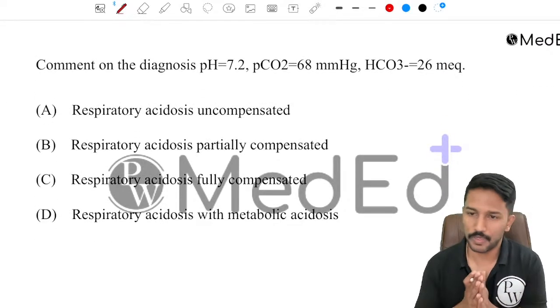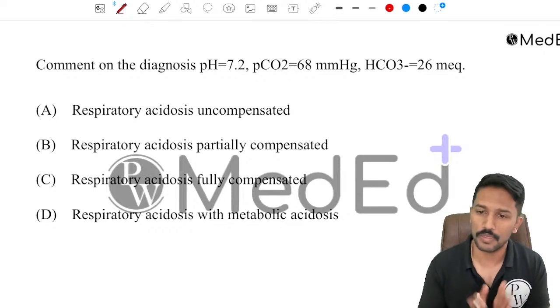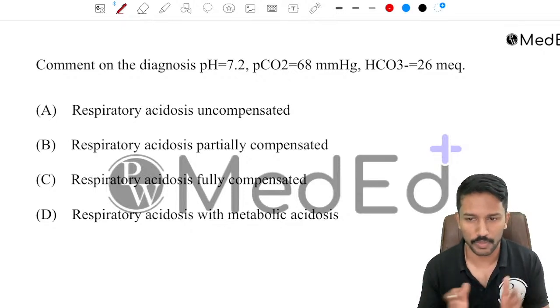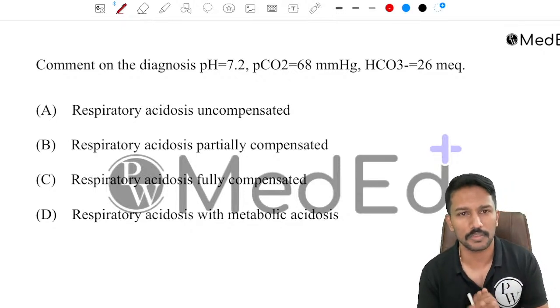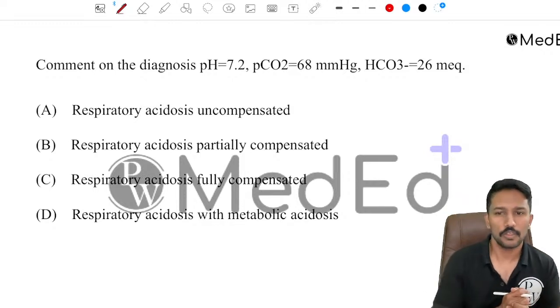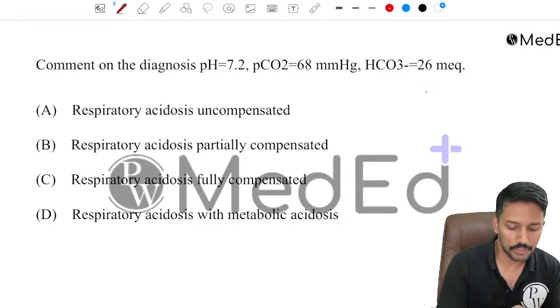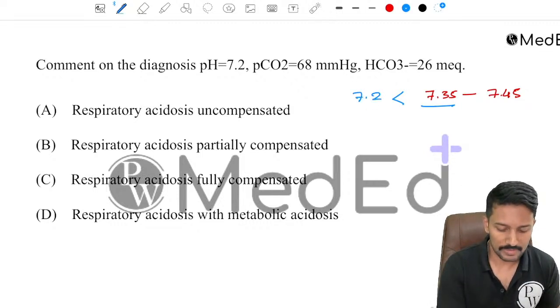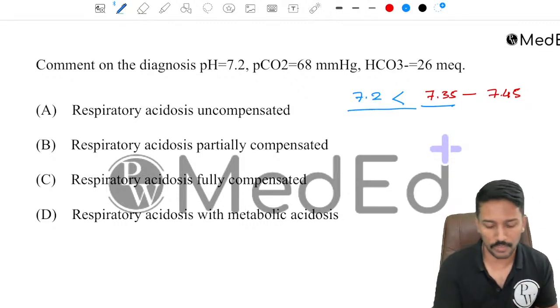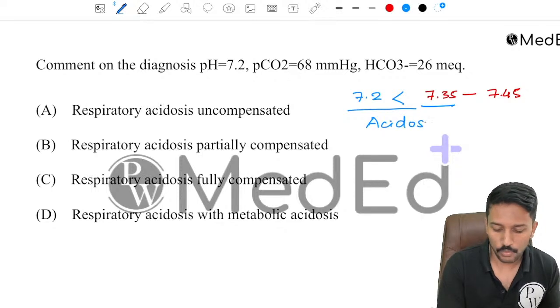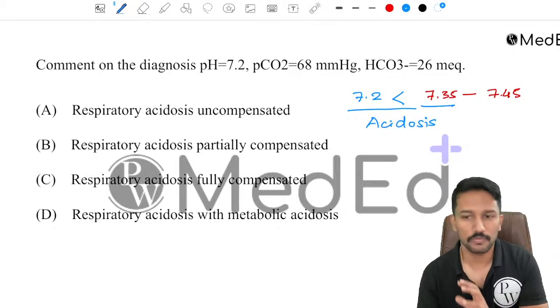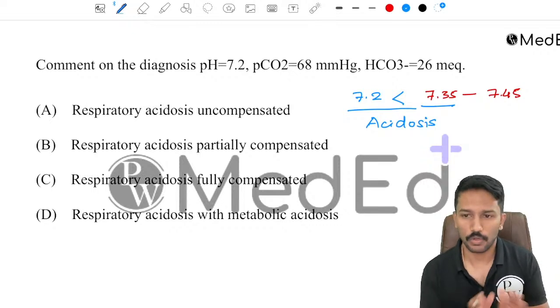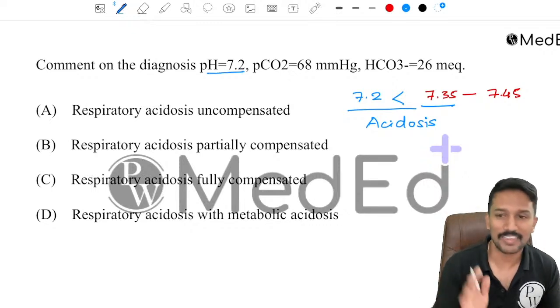Now we all know that every FMGE exam has one question from the ABGs, either simple or complex, and we should be able to answer them. So now look at this ABG and tell me what is the diagnosis. pH is 7.2. So what is the normal range of pH? That is 7.35 to 7.45. So in this question, it is less than 7.35. 7.2 is less than 7.35. So when it is less than 7.35, we would be putting it under acidosis. If it was more than 7.45, we would have put it under alkalosis. So now we clearly know that this is a case with acidosis.